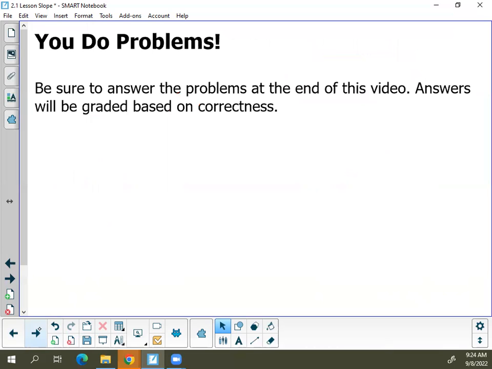So 3 different ways to find slope. I'll ask you some questions here at the end on how to find slope in those 3 different ways. Make sure you stay all the way to the end. Make sure you answer the questions.